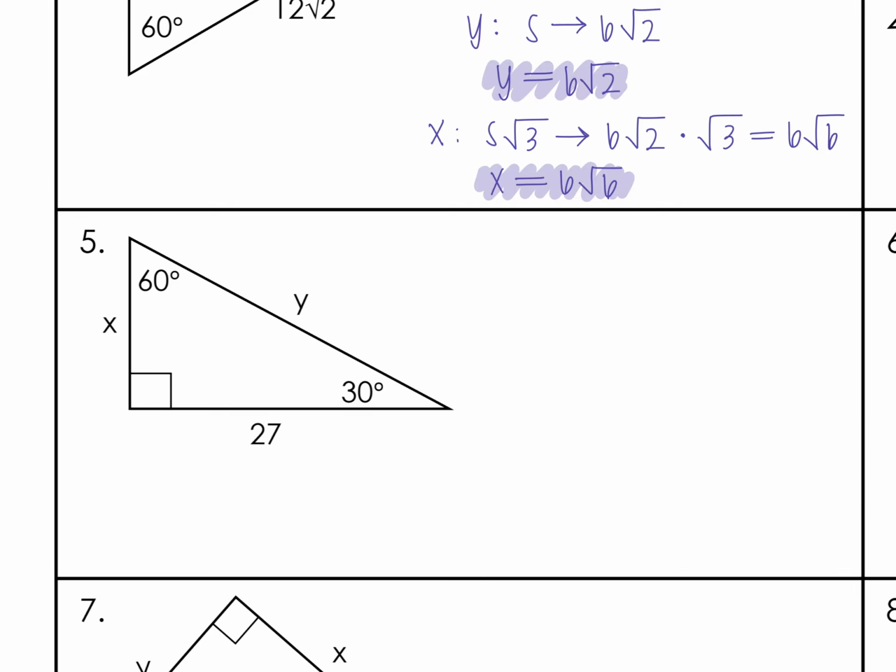All right, now let's move on to number 5. Okay, we've got my 30, 60, 90. So my 30, across from it is an s. My 60 across is going to be s root 3. And then across from my 90, we have a 2s. So in this one here, we know that my s root 3 is going to be equal to 27. Okay, once you label your ratio, you set them equal if that's the length that you know. And then we're going to solve for s.